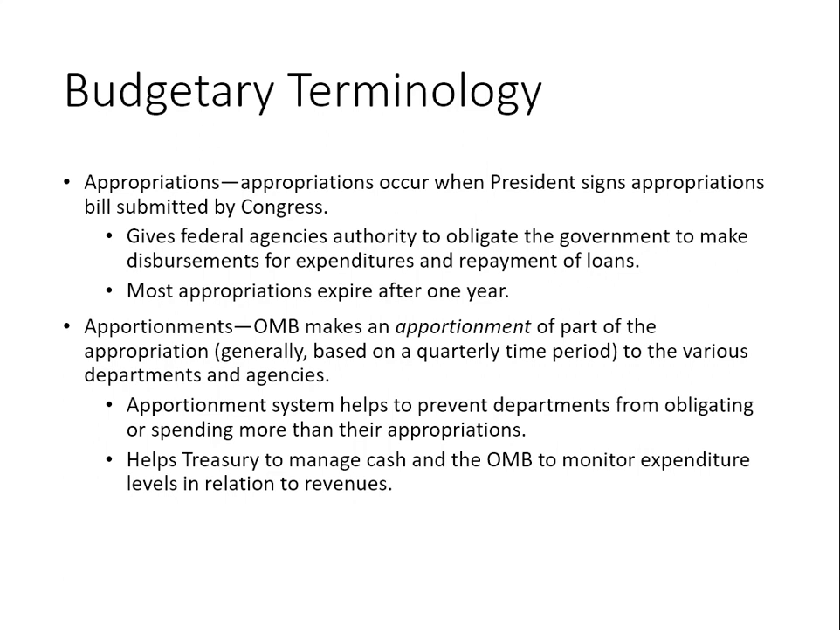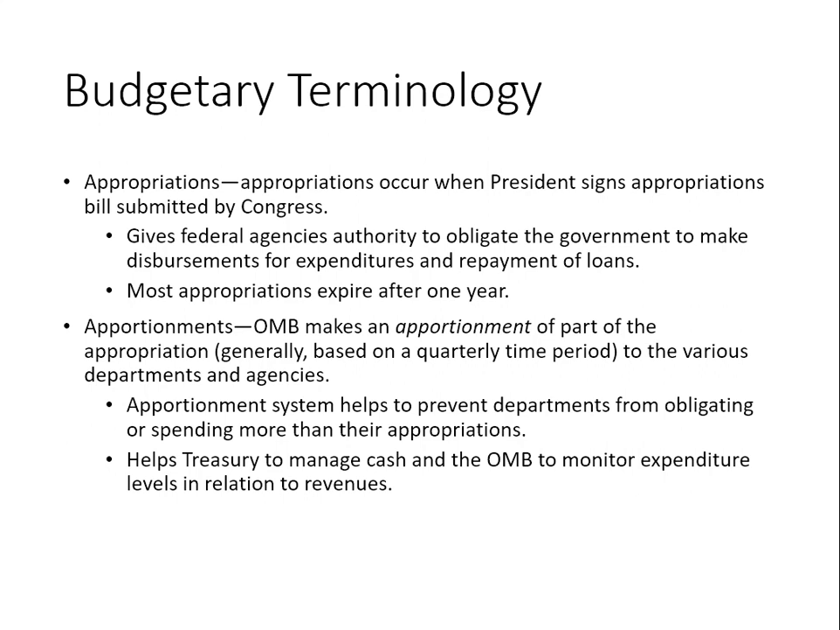Appropriations. Appropriations occur when the President signs the appropriations bill submitted by Congress. So appropriations give federal agencies authority to obligate the government to make disbursements for expenditures and repayment of loans. Most appropriations expire after 1 year, but some appropriations last for a few years.